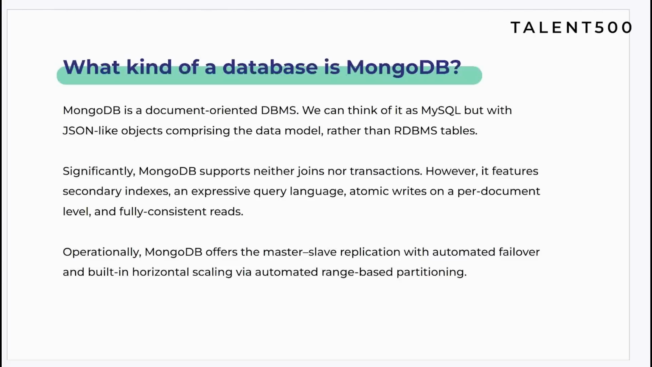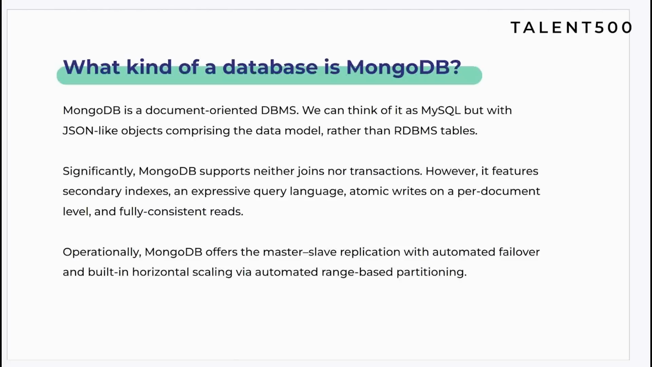The interviewer understands it better when explained in the form of an example. For example, you can think of it as MySQL, but with JSON-like objects comprising the data model rather than a relational database management system (RDBMS) table. So in NoSQL databases, that is MongoDB, we store our entities or objects in JSON form instead of RDBMS tables. Significantly, MongoDB supports neither joins nor transactions.